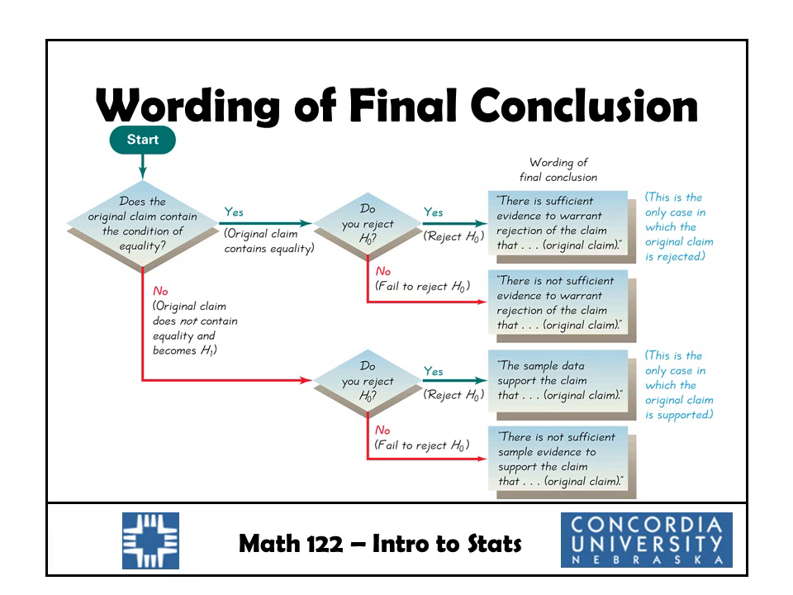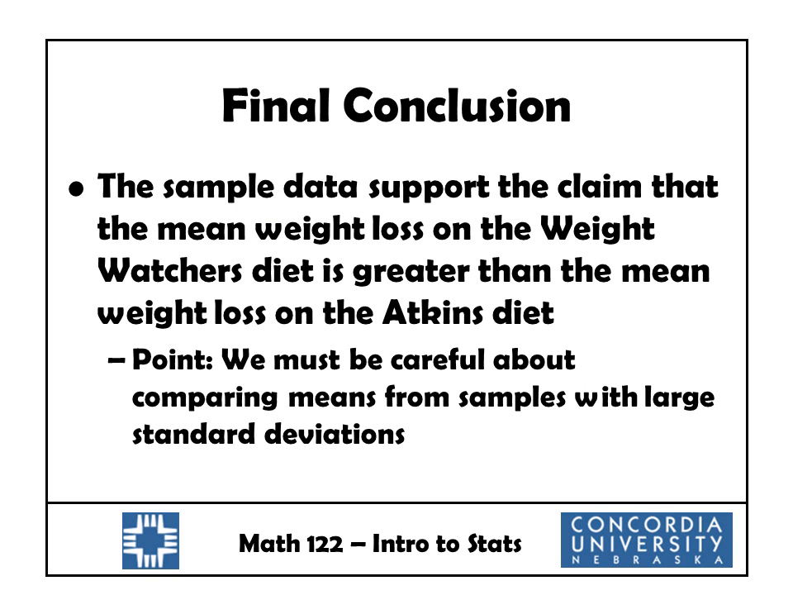Word the final conclusion. We go, original claim does not contain equality, no. But in this case we do reject the null hypothesis. So our final conclusion would be that the sample data support the claim that the mean weight loss on Weight Watchers is greater than the mean weight loss on Atkins diet. So if we have these smaller standard deviations, we come to the exact opposite final conclusion. Large standard deviations, the data did not support the claim, but with smaller standard deviations, they do support the claim.